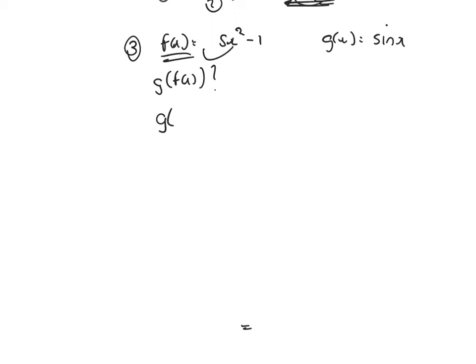Example 3. f of x equals 5x squared minus 1. g of x equals sine of x. We're going to find g of f of x. Well, that's g of, and f of x is 5x squared minus 1. What does the g function tell me to do? Whatever's in the bracket, you write it down, and it's sine of whatever's in the bracket.